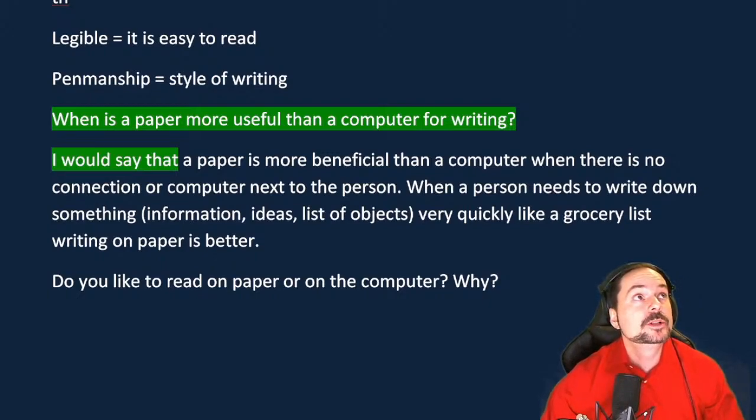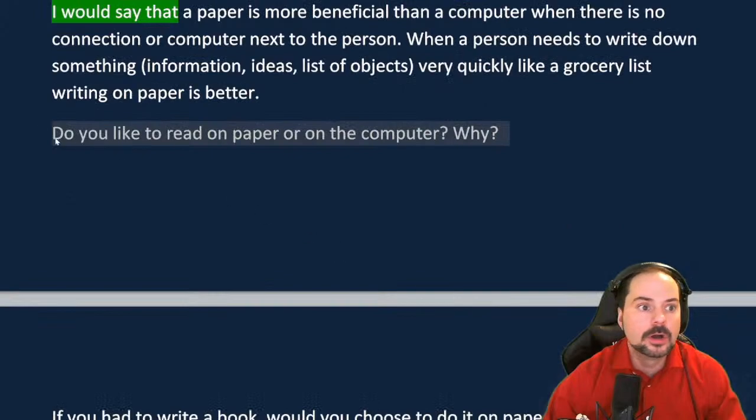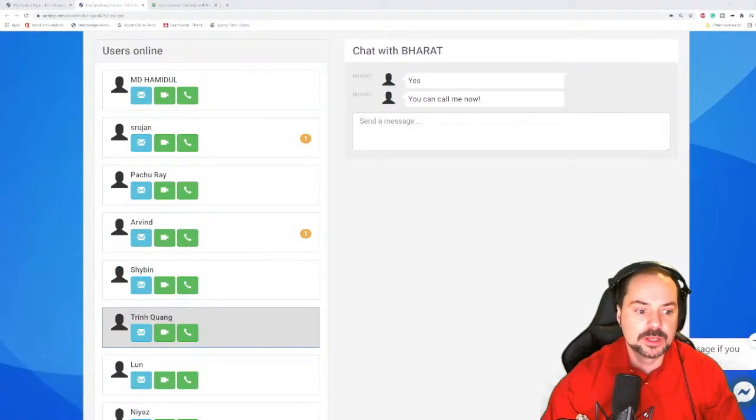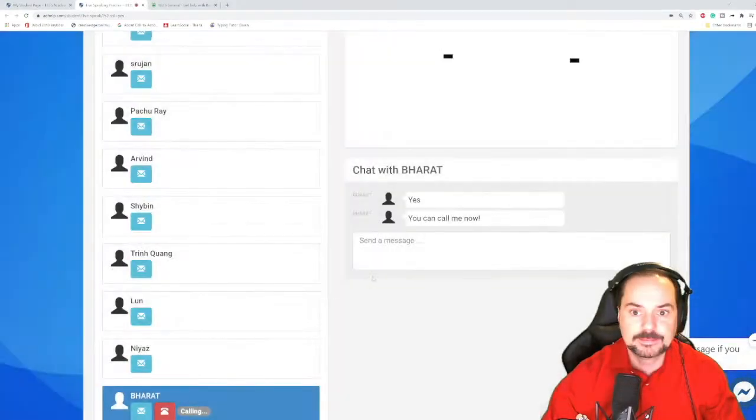The next question will be, do you like to read on paper or on the computer? So I'm going to ask Bakrat this question here. Do you like to read on paper or on the computer? Why? Okay, Bakrat, so this is the question. Everybody else can think about your answers as well. So we'll get Bakrat on the line, and then we'll go from there. Hopefully, Bakrat, you'll be able to respond here. Okay, Bakrat, I'm going to give you a call. So get ready here. There you are.